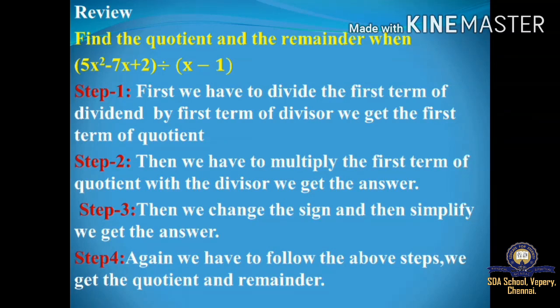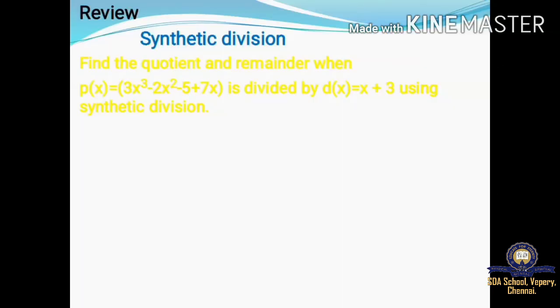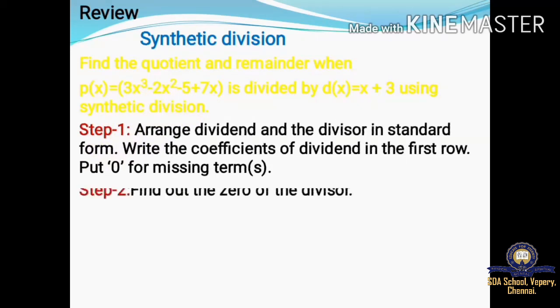Again follow the above steps. Again take the first term, divide by the first term of the divisor, and get the next term of the quotient. It goes on. Yes, students, able to remember, right? Okay, next, let us do a quick recap of synthetic division. For example, you have to find the quotient and remainder when p of x equals 3x cube minus 2x square minus 5 plus 7x is divided by x plus 3. How are you supposed to do it?